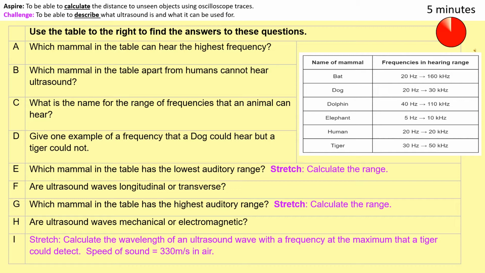Question I, the stretch question at the end: calculate the wavelength of an ultrasound wave with a frequency at the maximum that a tiger could detect. So look at the top range of the tiger and use that as your frequency. And the speed, remember, is 330 meters per second for any sound wave.